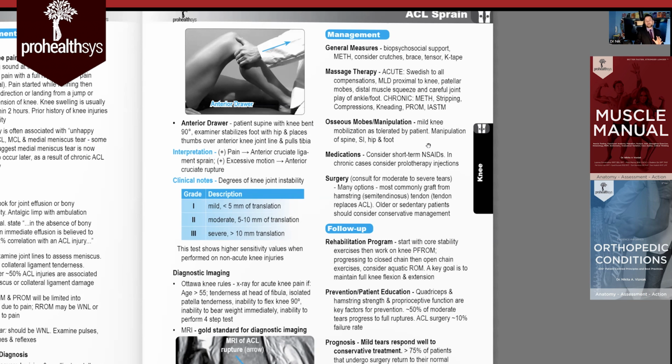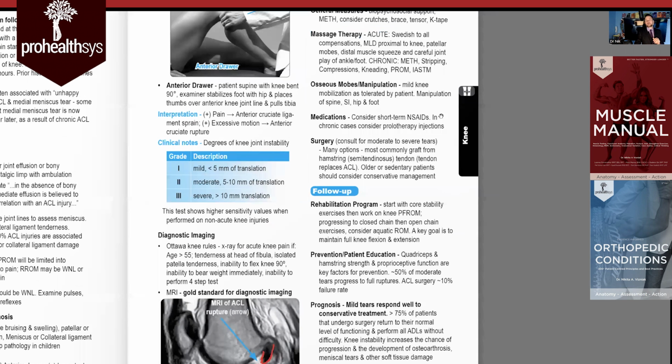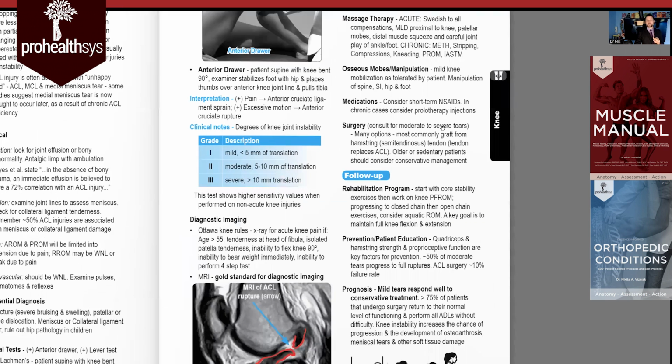What else? Short-term and very short-term NSAID use. You might consider Prolo or other injection therapies, PRP and stuff, in later stages if you've tried other conservative management techniques that haven't worked. Surgery may be indicated in severe tears if you can get the surgery done relatively quickly. So that'll be a reattachment.